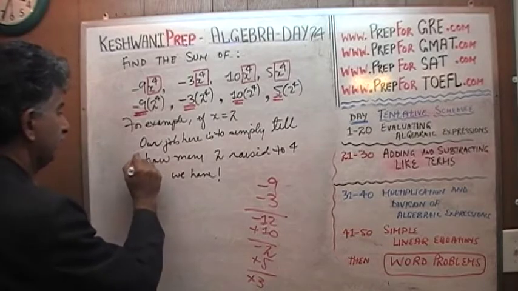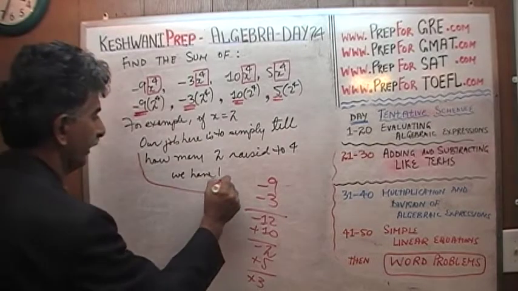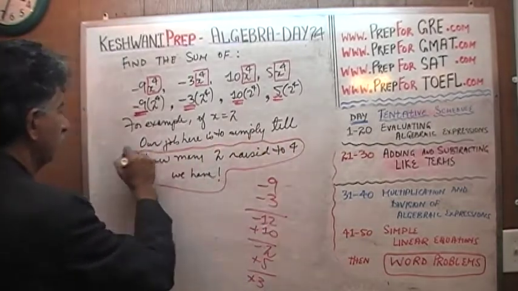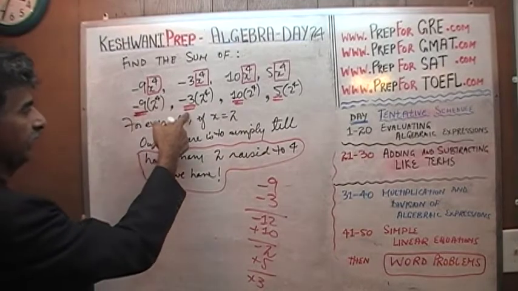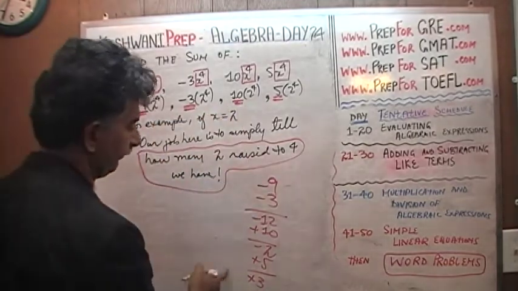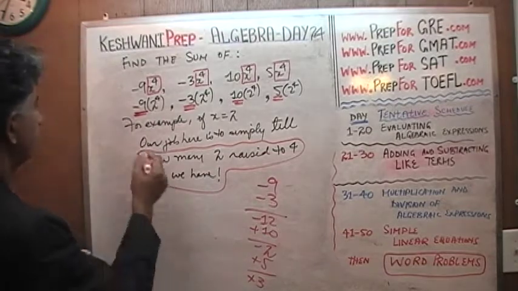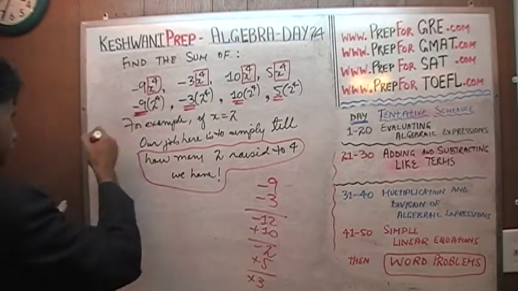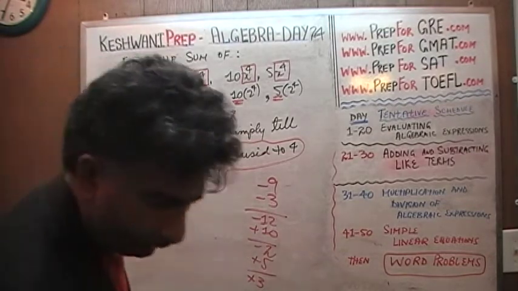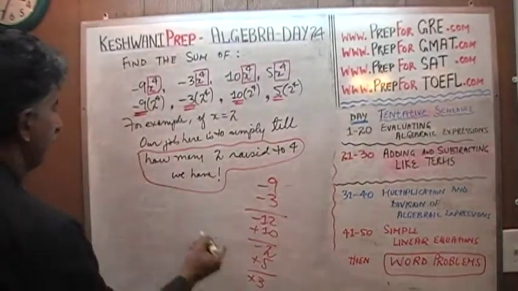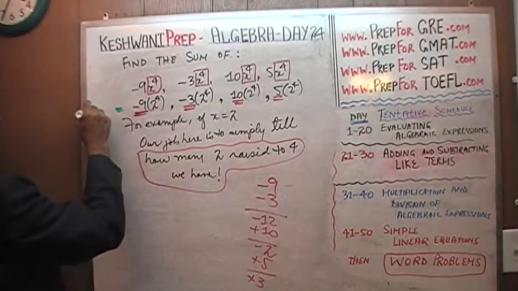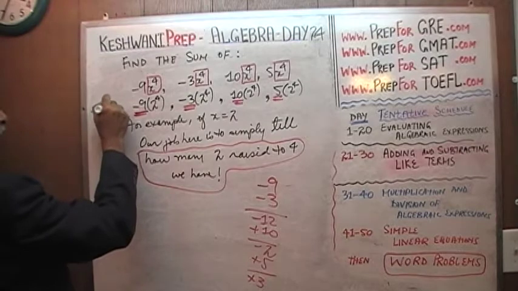The question was, how many 2 raised to 4s do we have? Altogether, a negative 9, a negative 3, a positive 10, and a positive 5 will give us positive 3. That's it. So the answer here is positive 3. So we have positive 3, 2 raised to 4.